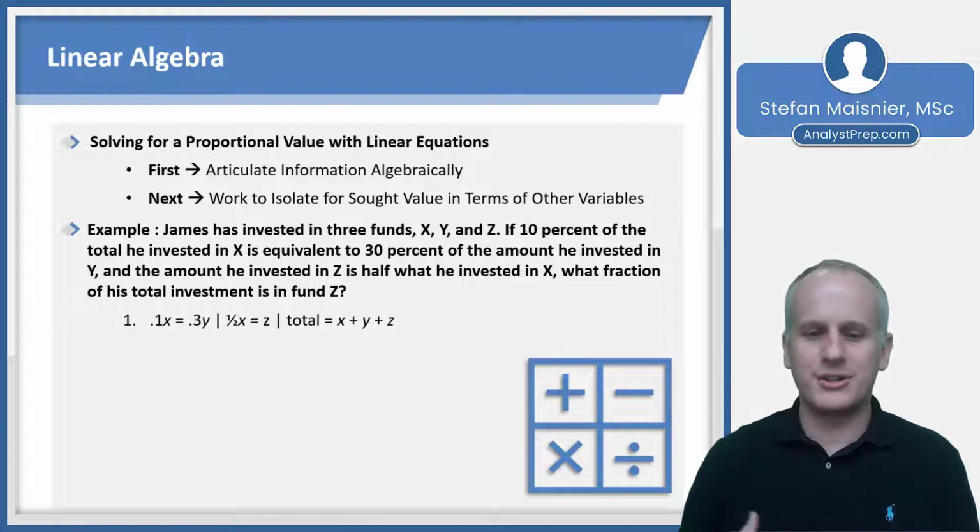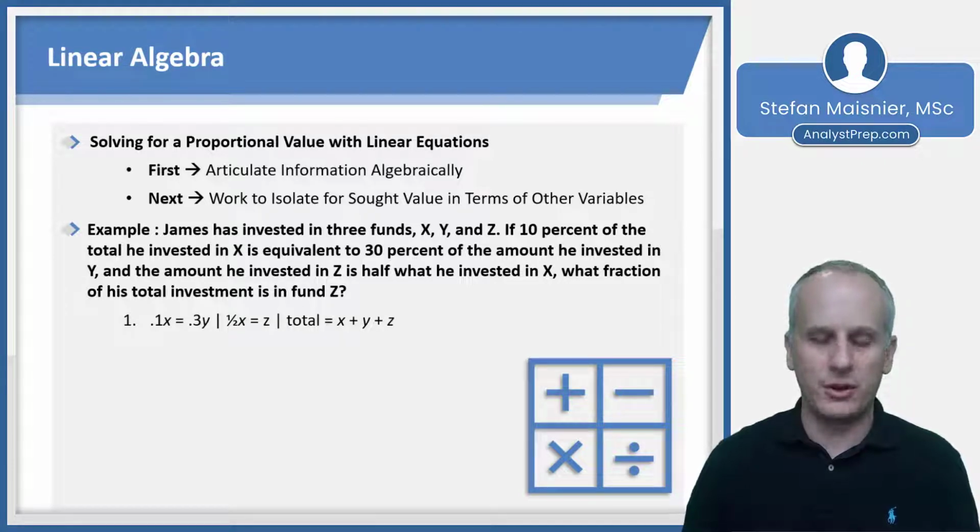So we start just by articulating what the problem says. So it says 10% of the total he invested in X, so that's 0.1x, is equivalent to 30% of the amount he invested in Y. Well, that means 0.1x is equal to 0.3y. And the amount he invested in Z is half what he invested in X. So that means 1/2 X is equal to Z.